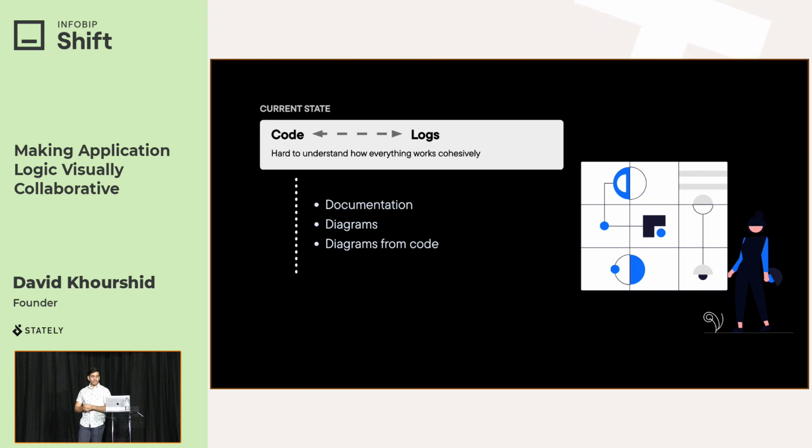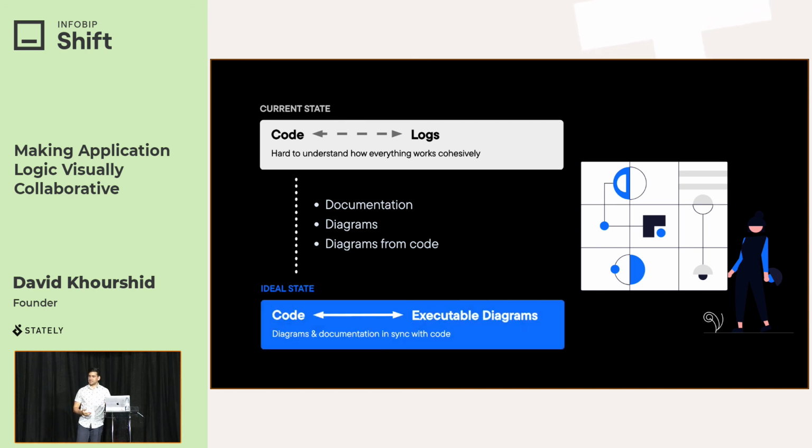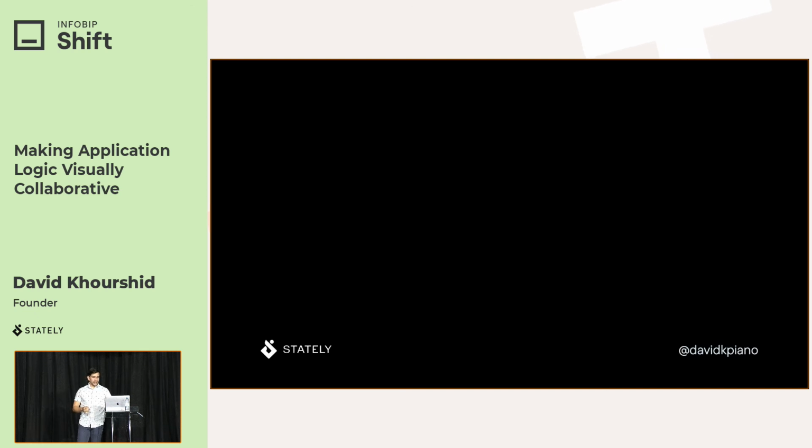But ultimately, we do want diagrams extracted from code so that we don't need to manually make those diagrams and manually write that documentation that quickly goes out of date. Instead, we should have executable diagrams where we're creating those diagrams, transforming it to code, and going the other way around too, taking your code and making it visualizable in diagrams. And so that's the future that I want.